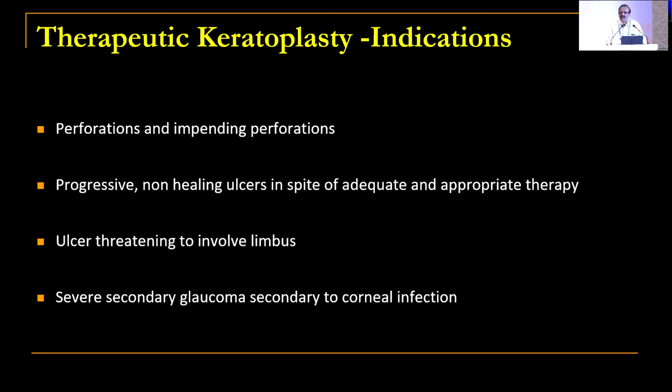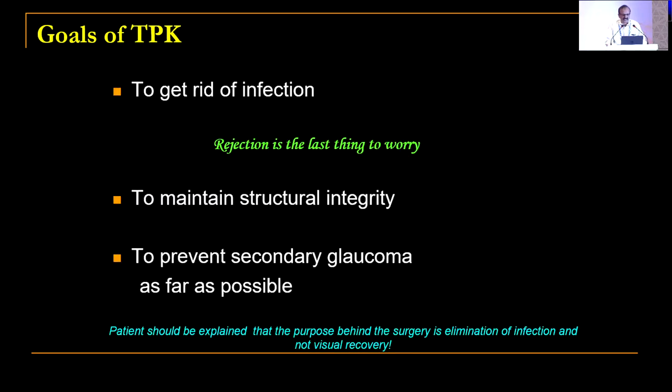How about therapeutic keratoplasty? Unfortunately, in our condition, in India, therapeutic keratoplasty is the single largest indication for keratoplasty, and it is not a great surgery. It's almost like an amputation surgery, but the indications are perforations, progressive non-healing ulcers, especially if they are non-healing, but if they are not progressive, I would still request you to consider continuing your topical therapy. Take therapeutic keratoplasty as a last indicator. Also threatening to involve the limbus, definitely there is an indication.